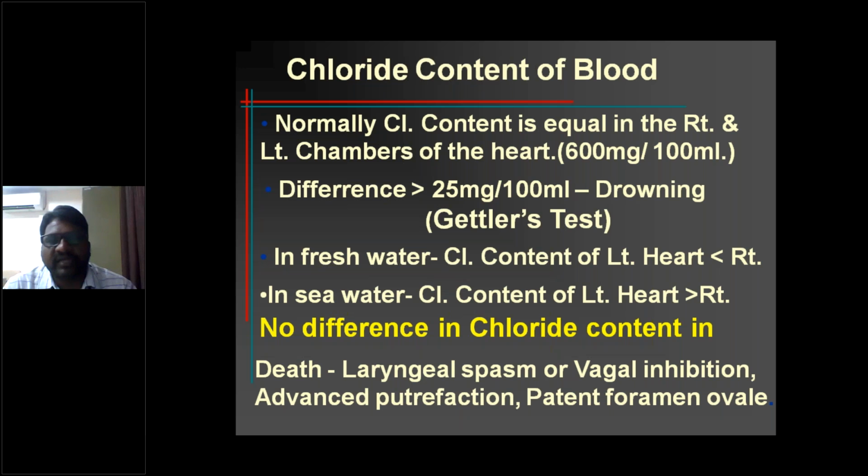So definitely in drowning there is a difference, but in some cases there is an exception, and the chloride content will show no difference. What are the causes of that? Laryngeal spasm or vagal inhibition, advanced putrefaction, and patent foramen ovale, where the water does not enter the body and sudden death occurs. That is Gettler's test. You have to remember this 2 marks entrance question: the chloride content of the blood in drowning.